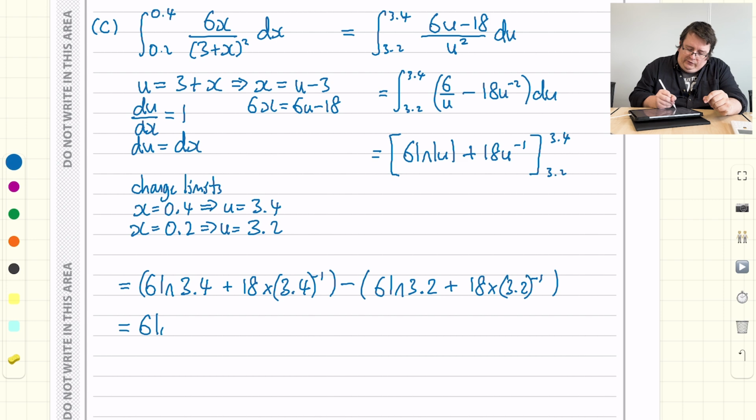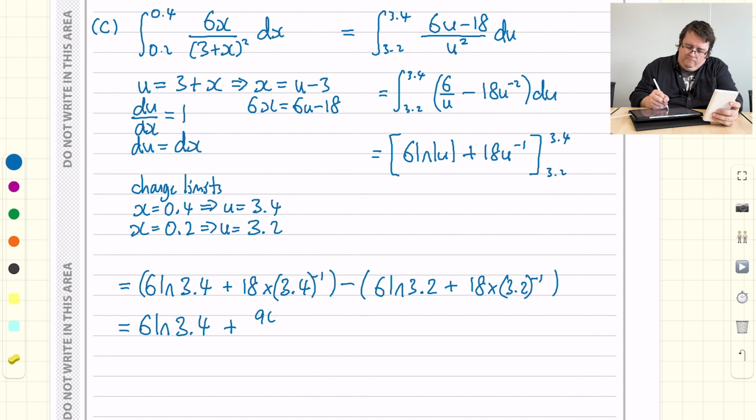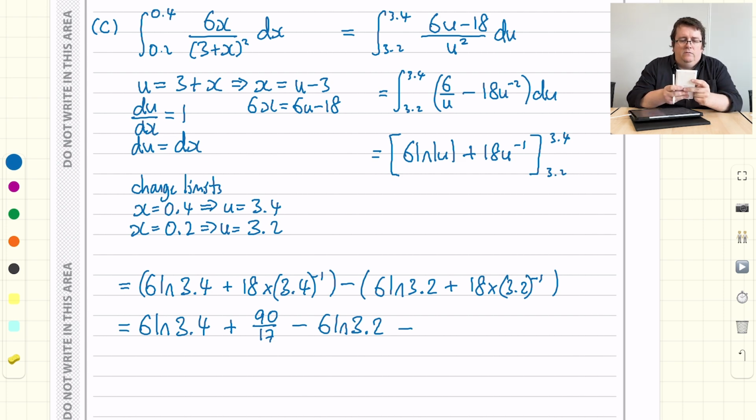So we have 6 times the natural log of 3.4. Then we've got this 18 times 3.4 to the minus 1, which is 90 over 17. Take away 6 times the natural log of 3.2, get rid of the bracket. And then we've got 18 times 3.2 to the power of minus 1, which is 45 over 8.